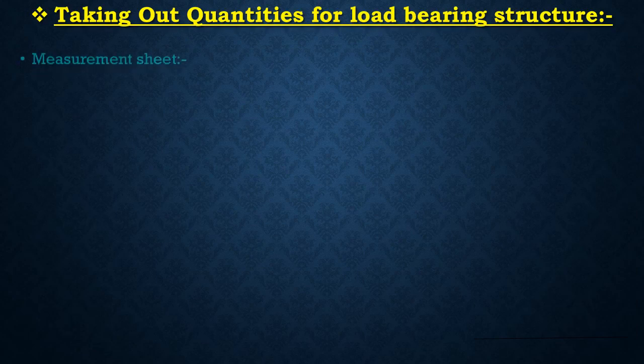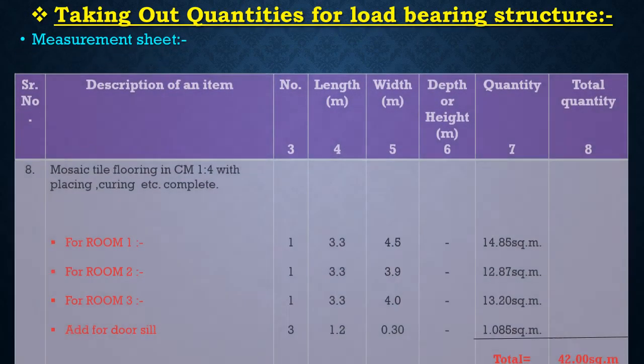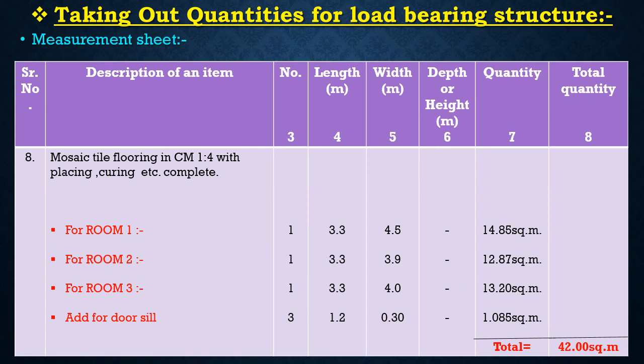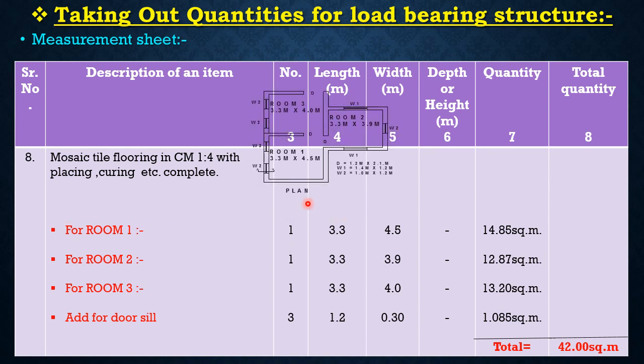Then calculate the quantity of flooring. Quantity of this item is calculated according to the type of flooring provided in each room. So here mosaic tile flooring in CM 1:4 with placing, curing, etc. complete. The quantity of this item is calculated in square meter. So we calculate the room wise quantity in square meter.